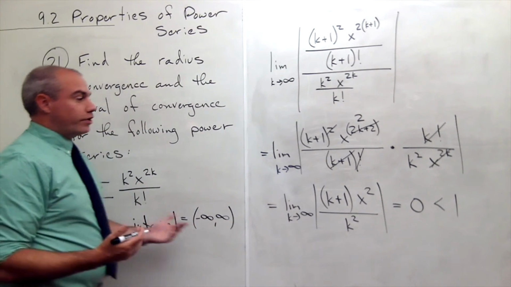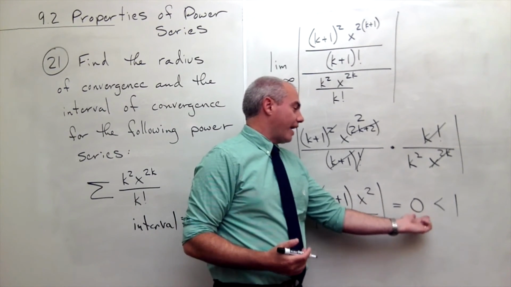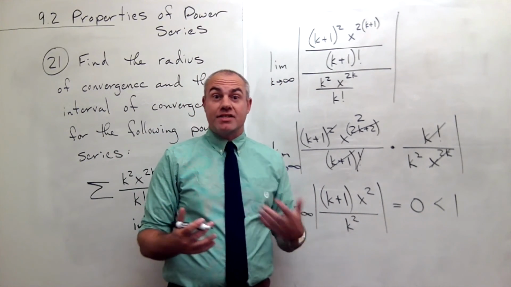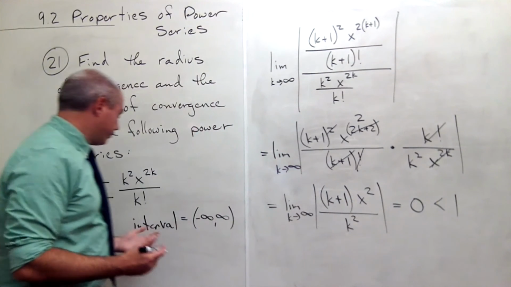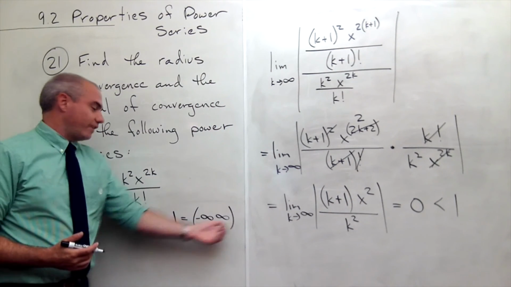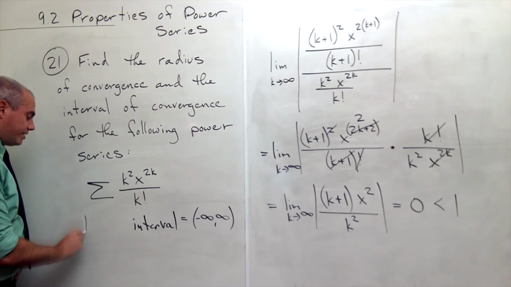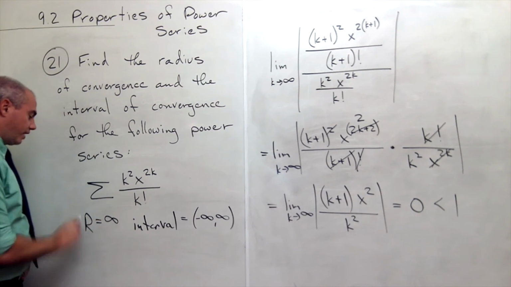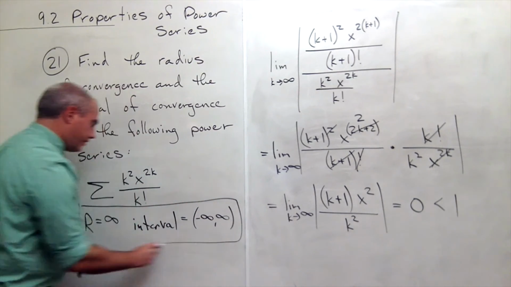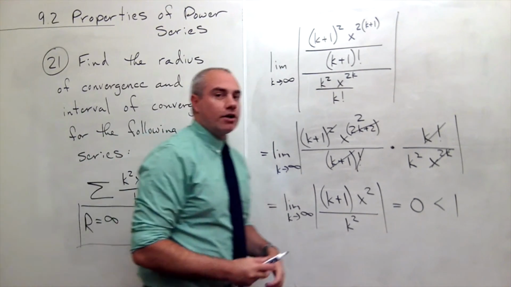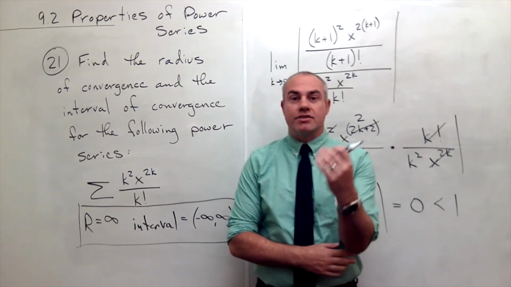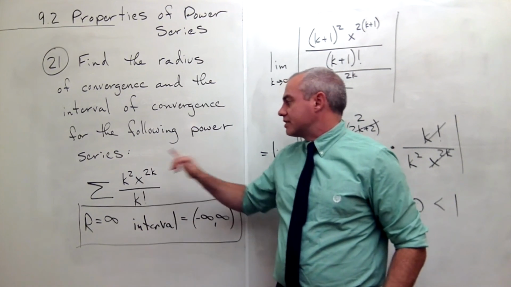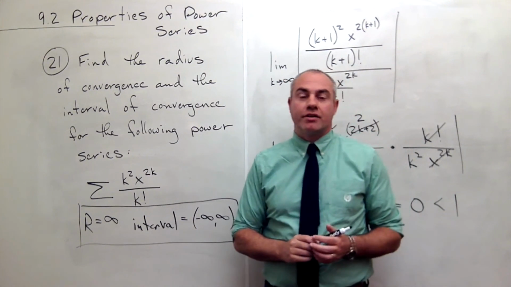In other words, it converges everywhere because any value of x that I use gives me a ratio test that says it converges. So this thing converges on the interval negative infinity to infinity, and in that case we say that our radius of convergence is just infinity. So my radius of convergence is infinity, my interval of convergence is minus infinity to infinity. So no matter what value of x I plug into this series, I get a convergent power series.